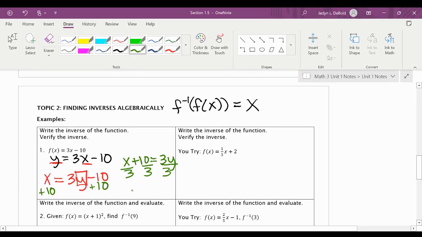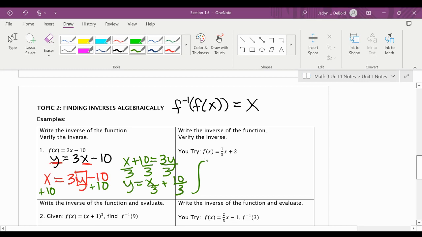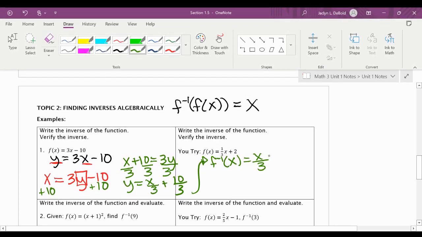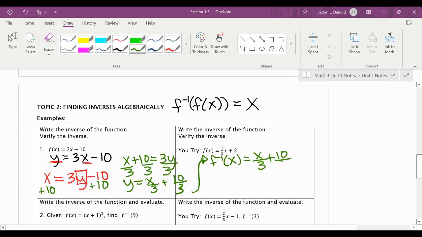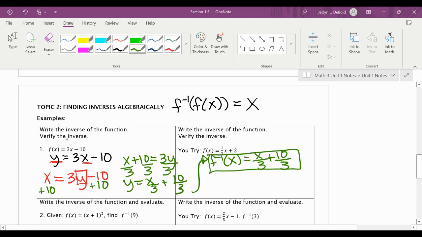So I get y is equal to x over 3 plus 10 thirds. So that's going to end up being my inverse. I'm going to rewrite it over here because you might be writing smaller than me. The inverse is x over 3 plus 10 thirds, or 1/3 x plus 10/3. Same thing. So this would be our inverse. So that's one part that the question was asking for.